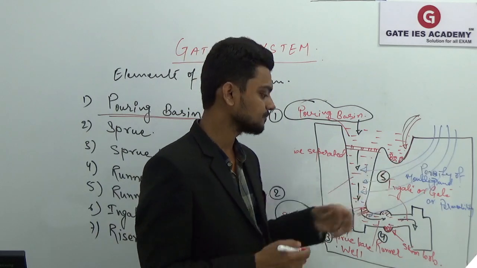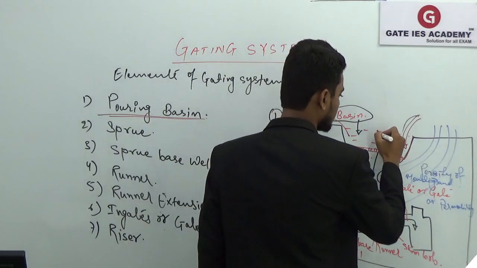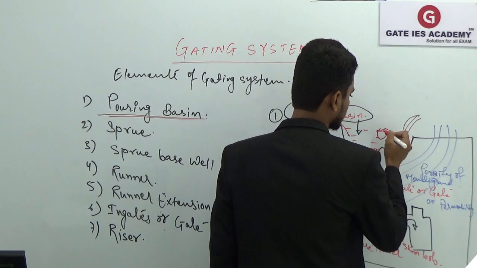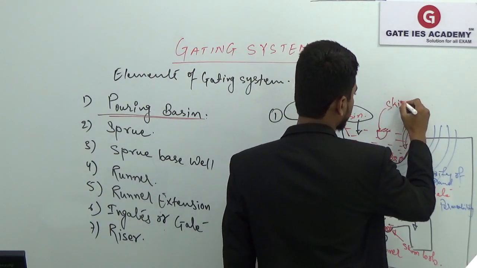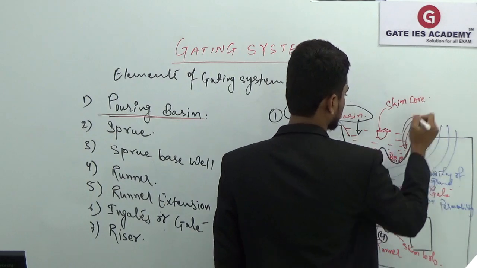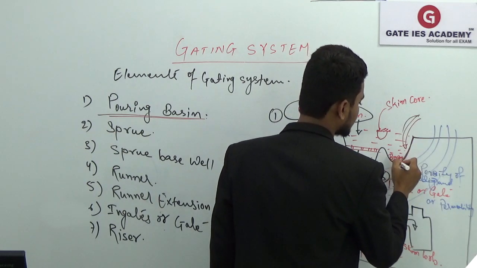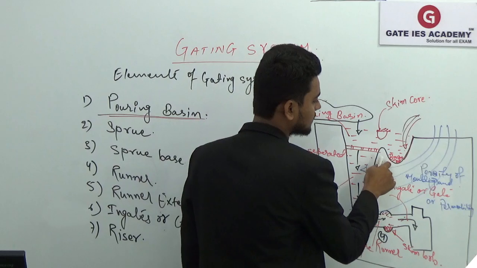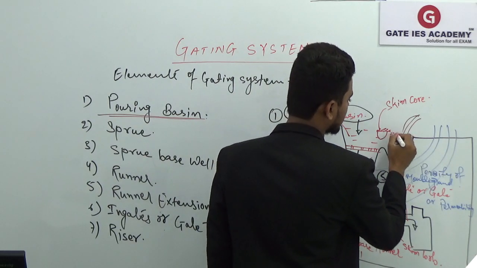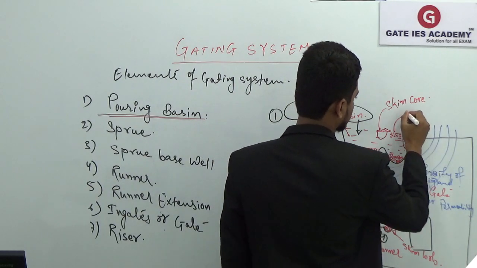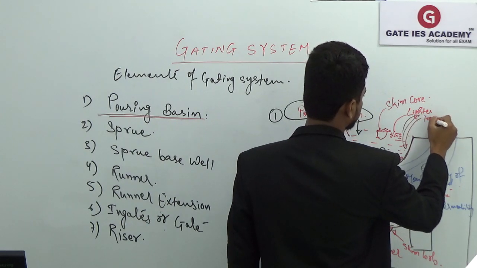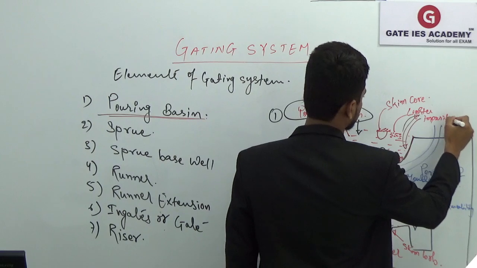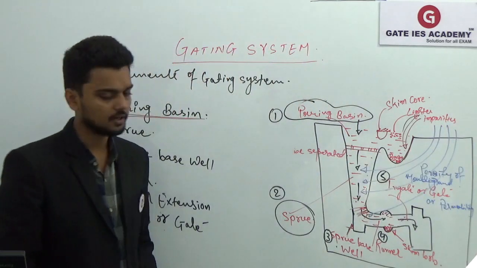Here you can see that we have a skim core. The high density impurities will be collected at the base, and here we have the lighter impurities, which will be collected on the top.